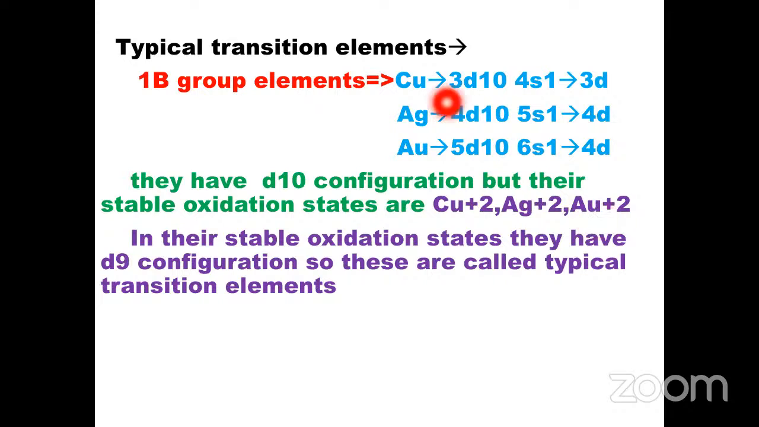Whenever they lose 2 electrons, they get plus 2 charges. These are stable oxidation states. In their stable oxidation states, they have d9 configuration, and d9 configuration has one unpaired electron. So these are called the typical transition elements. The first group elements are typical transition elements.